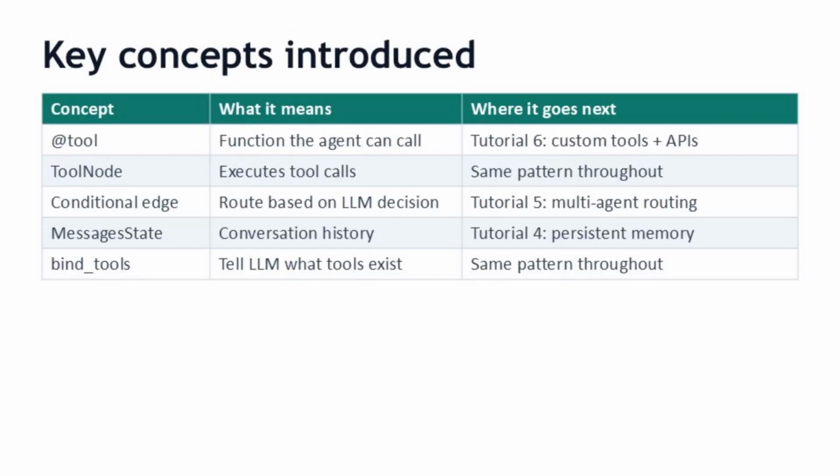Here are the 5 new concepts from today. The @tool decorator, ToolNode, conditional edges, MessagesState, and bind_tools. Every single one of these comes back in later tutorials. Conditional edges become multi-agent routing in Tutorial 5. MessagesState gets persistent memory in Tutorial 4. And you'll add more tools in Tutorial 6, connecting agents to real-world services beyond just gold prices.